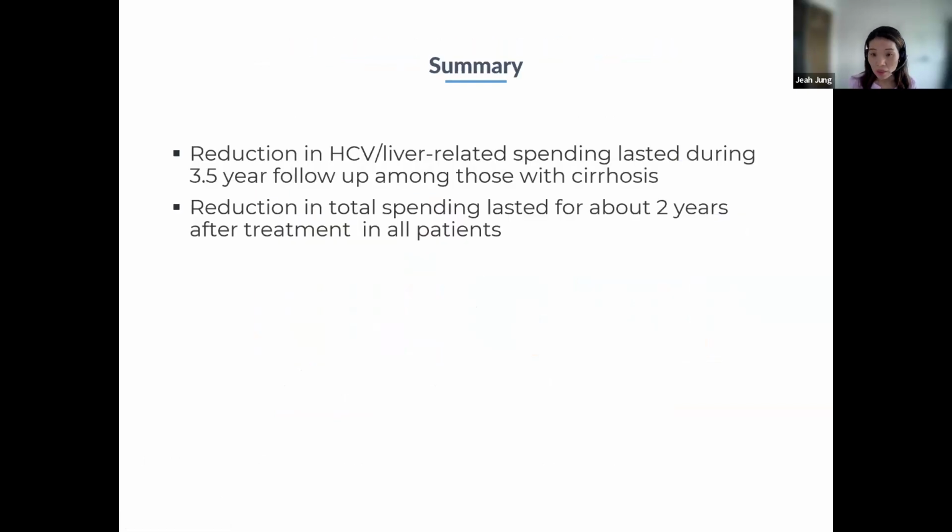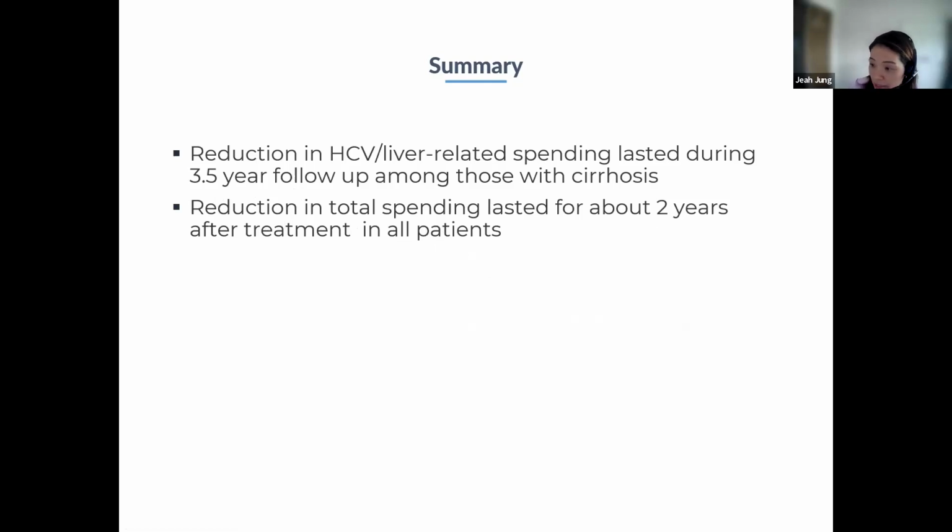So in summary, we found some reduction in Hep C liver-related spending among DAA users, and that reduction lasted during the 3.5-year follow-up if they had cirrhosis. And the reduction in total spending lasted only about 2 years after treatment, in both people with and without cirrhosis. So that's the summary. Any questions?